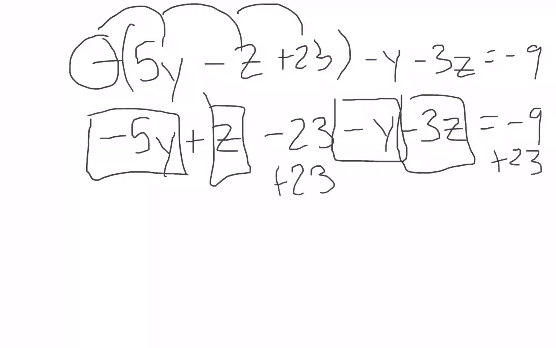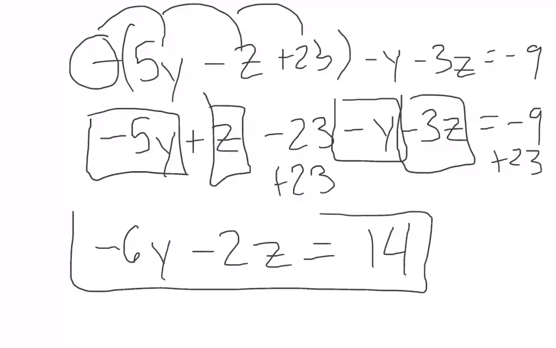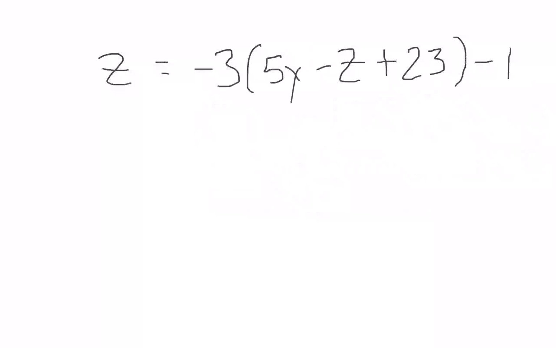So negative 5y and negative y will give me negative 6y. Z and negative 3z will give me negative 2z. And negative 9 and 23 will give me 14. And so now I've just simplified the top equation into that right there. So we'll go back and we'll simplify that bottom equation now.